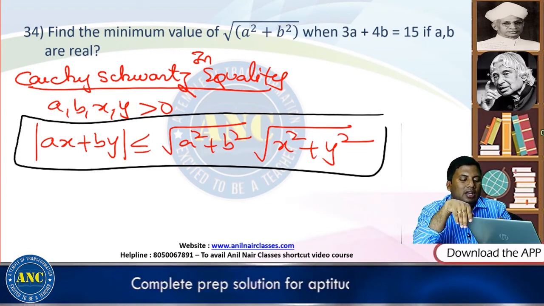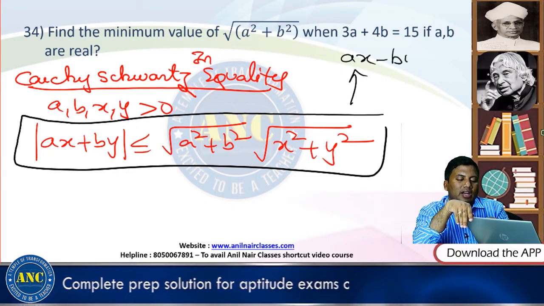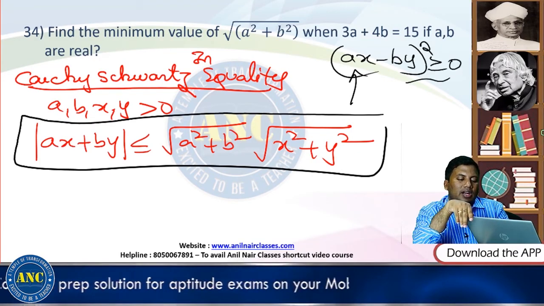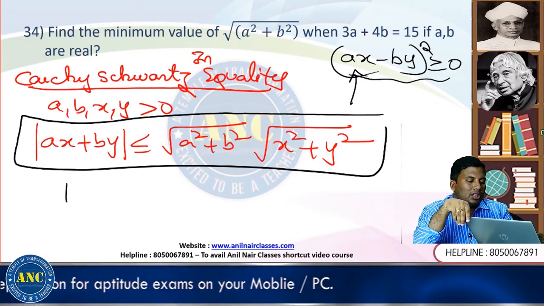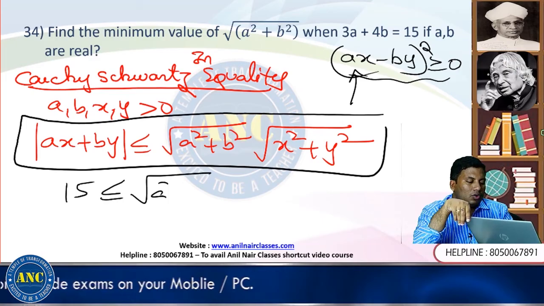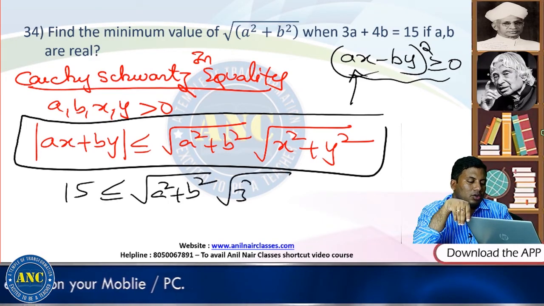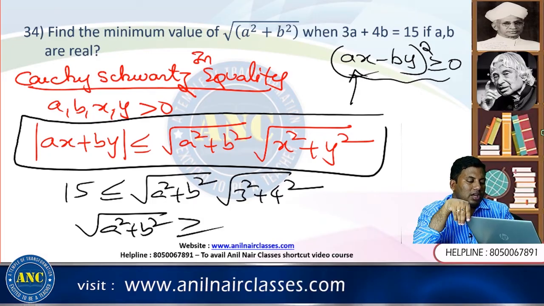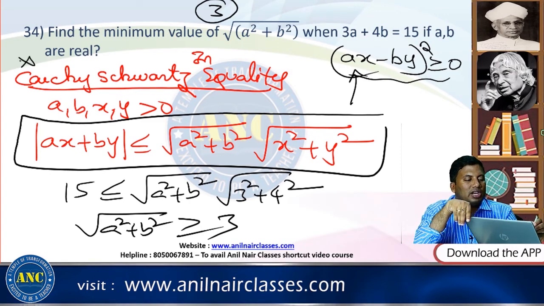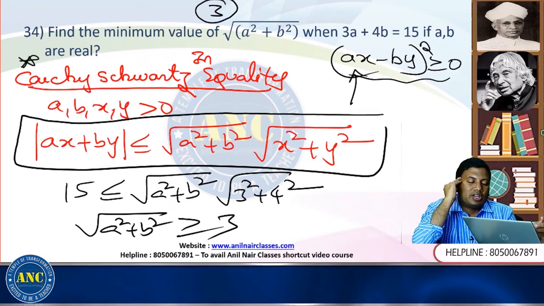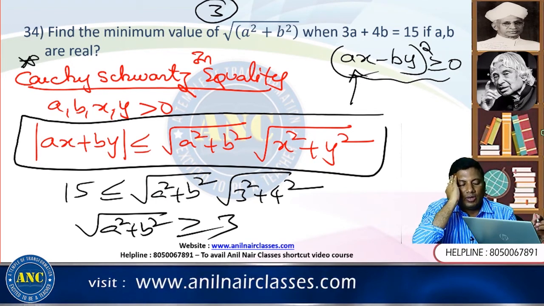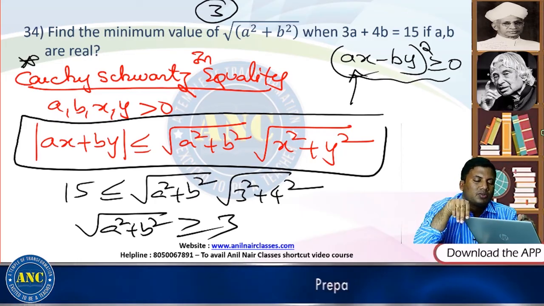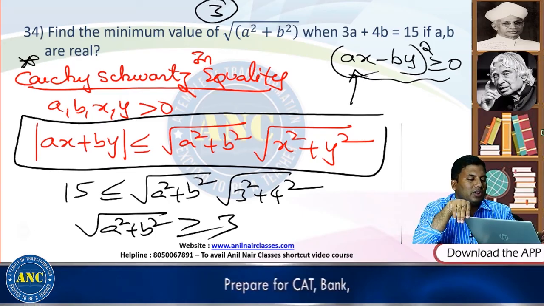If I square it and put everything into the left hand side, I will get (AY minus BX) square greater than or equivalent to 0. This 15 is less than or equivalent to root of A square plus B square into root of 3 square plus 5 square. So root of A square plus B square is greater than or equivalent to 3. So the minimum value of this expression is 3. If you know this inequality, you don't need to use coordinate geometry methods and can directly do this. Mod of AX plus BY is less than or equivalent to root of A square plus B square into root of X square plus Y square.